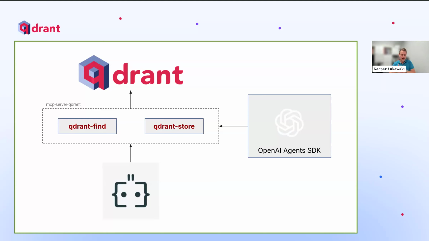So actually Qdrant will act as a knowledge base for both systems. In that case, Augment Code will be working in a read-only mode, so it will only fetch some relevant snippets based on the functionality you would like to implement. And the OpenAI agents based application will be more of an ingestion pipeline.